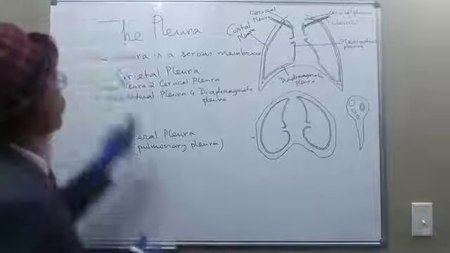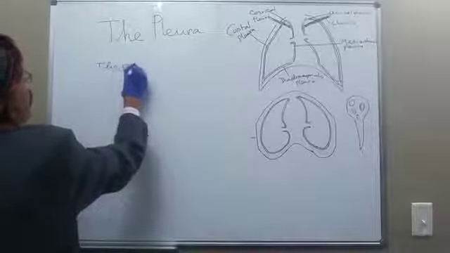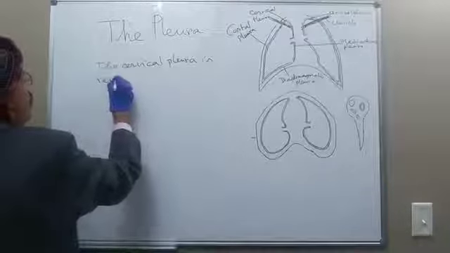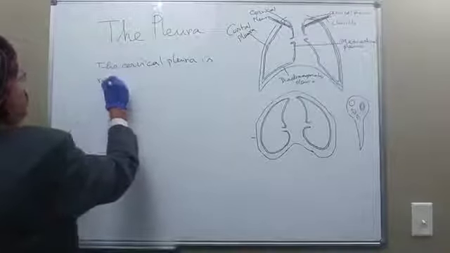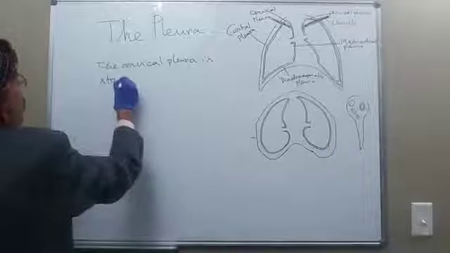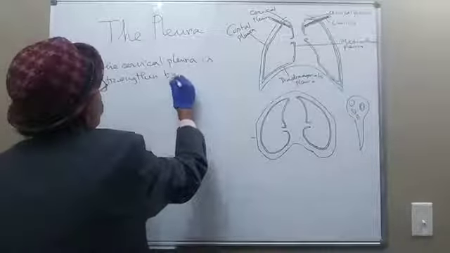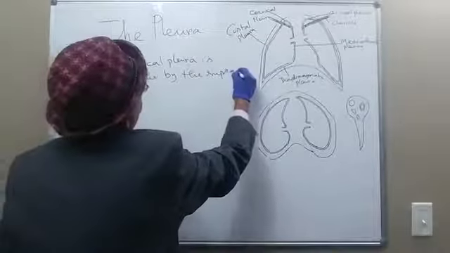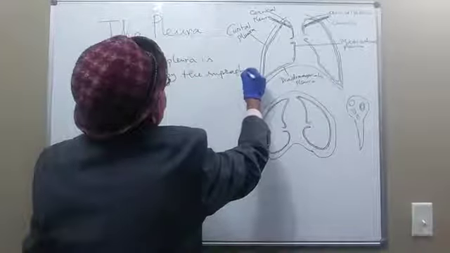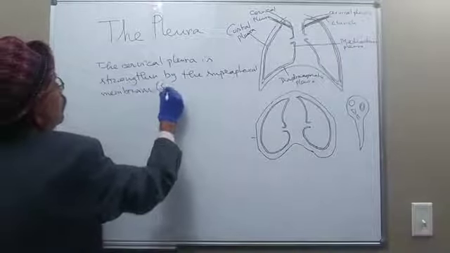The cervical pleura is reinforced, or we can say strengthened, by the suprapleural membrane, also called Sibson's fascia.